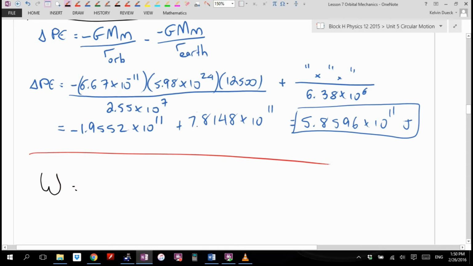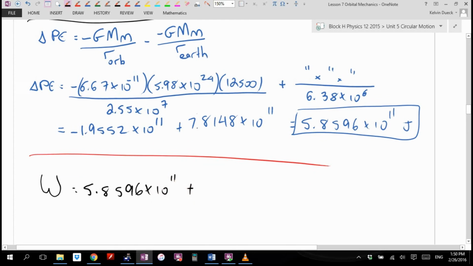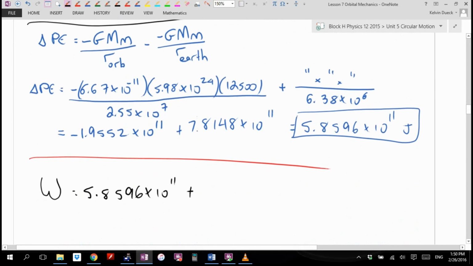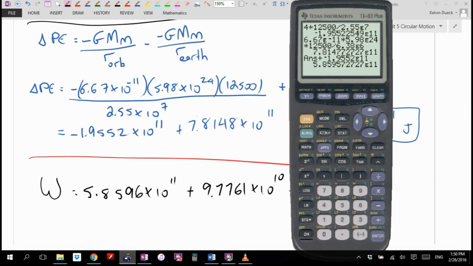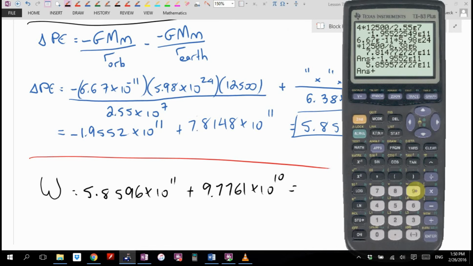Work is going to be 5.8596 times 10 to the 11th plus 9.7761 times 10 to the 10th. Thankfully, I got this number already stored, plus 9.7761 times 10 to the 10th. And holy schmoly, 6.84 times 10 to the 11th joules.